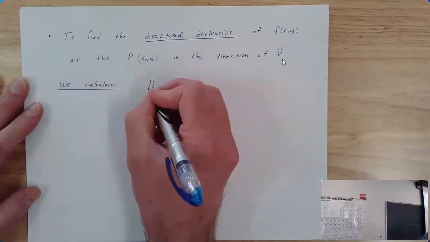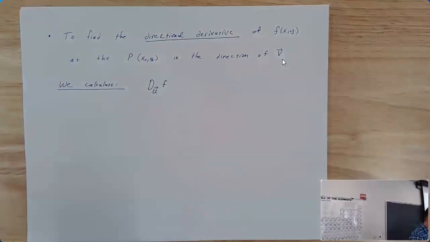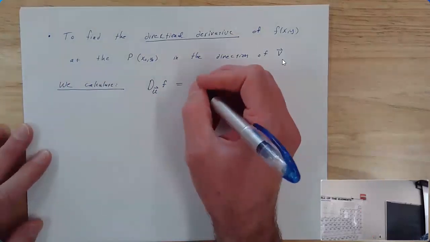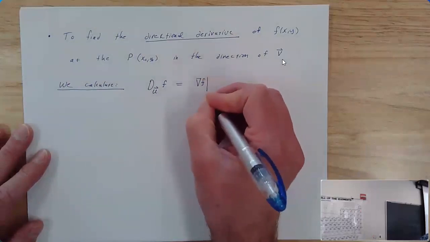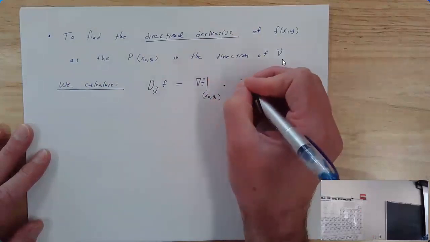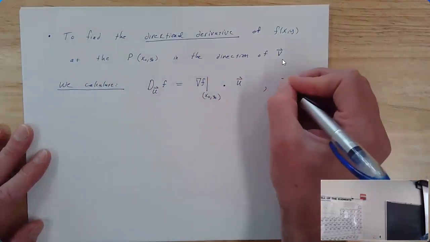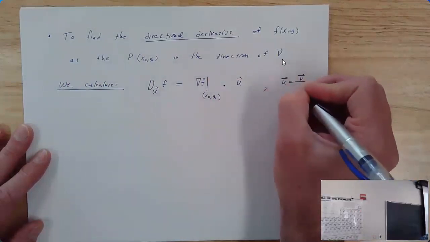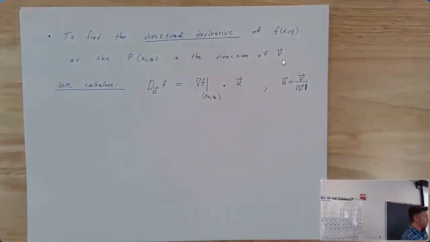Typically write it as d subscript u of f. Yes, I know I'm writing u instead of v, it's okay. And that's going to equal the gradient of f evaluated at the point x naught comma y naught dotted with the vector u, where u is the unit vector that is the vector v divided by its own magnitude. So that's how you calculate the directional derivative. The gradient, plug in the point, dot it with the unit vector in the direction that you're going.